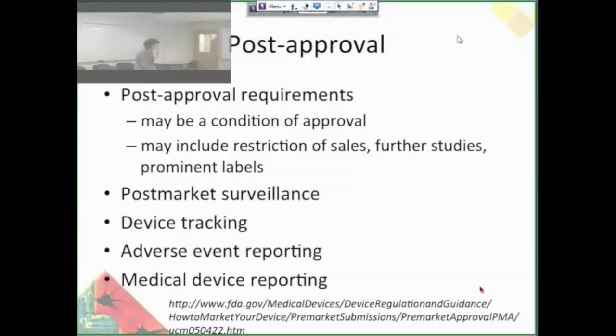Okay, so awesome. You got approved. You have an FDA-approved product. What happens after that? Well, there are post-approval requirements that may be a condition of the approval, and that would include restriction of sales, oftentimes further studies that you need to do before approval kicks in, prominent labels like a black box warning that says this is extremely dangerous, take it at your own risk. And then you'll always have to do post-market surveillance, which does include device tracking, adverse event reporting, and medical device reporting. So what that means is that you have to have a mechanism in place for tracking a device and making sure that it remains safe like you said that it was.